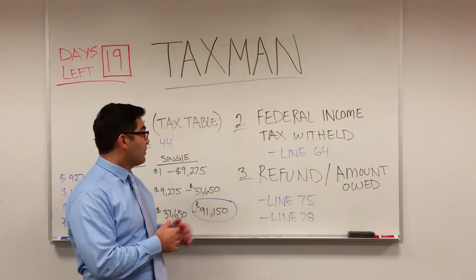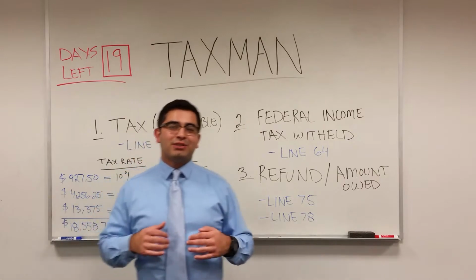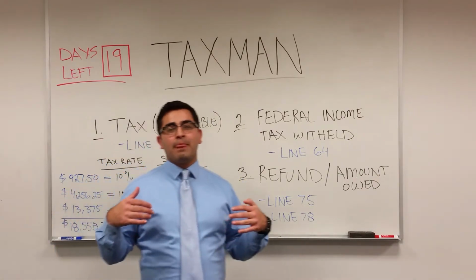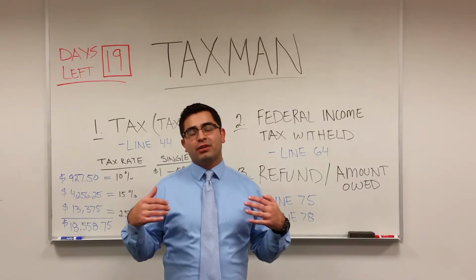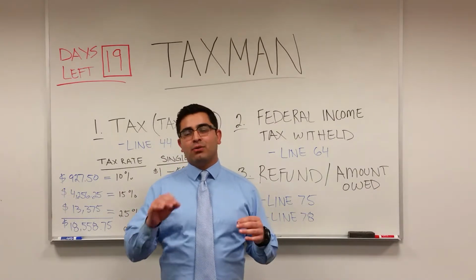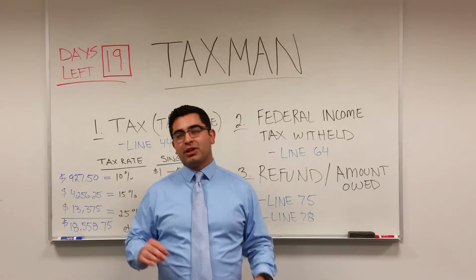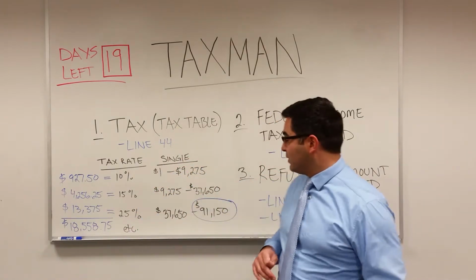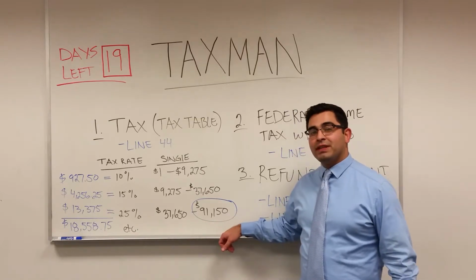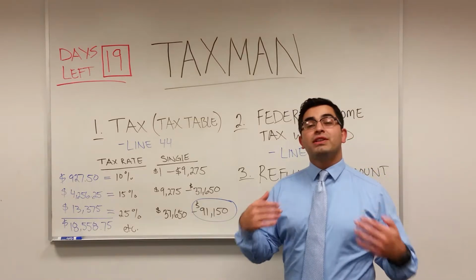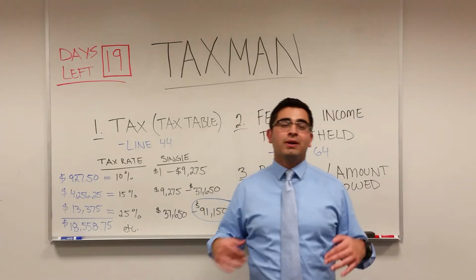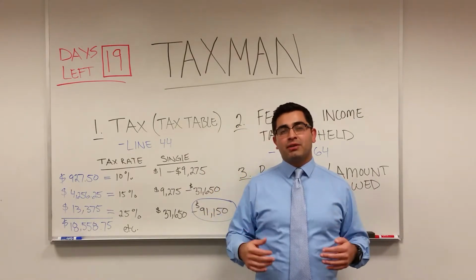So just jumping right into number 3, this is the meat and potatoes of this video. This is where we'll discuss how to calculate whether or not you receive a refund or you actually owe tax to the IRS. So the first example I want to do is for an individual who makes $91,150 and who had $20,000 withheld from his W-2.